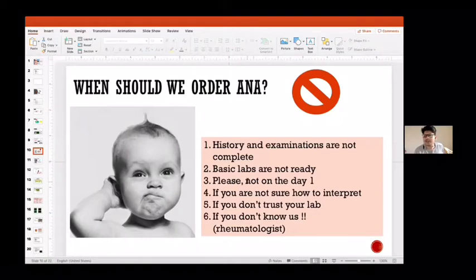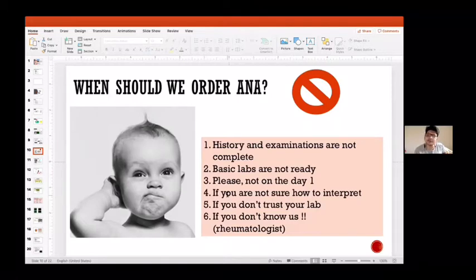Please do not order it on day one when a patient gets admitted in an emergency. ANA is never an emergency test. It won't save any life. So it is not a day one test at any time, unless your boss is pressuring you and you have to do it. Otherwise, don't do it on day one. If you are not sure how to interpret, this is not just for ANA, it is for all the tests in the world. If you don't know how to interpret it, there is no point in ordering it.